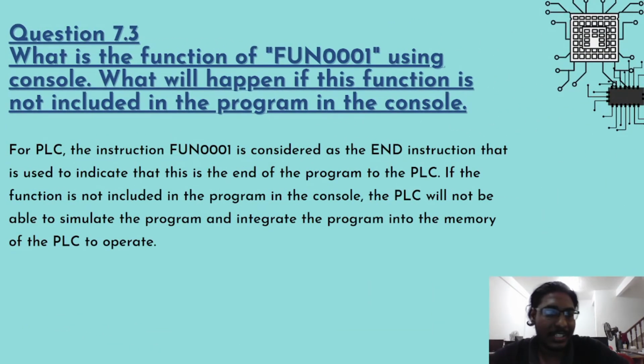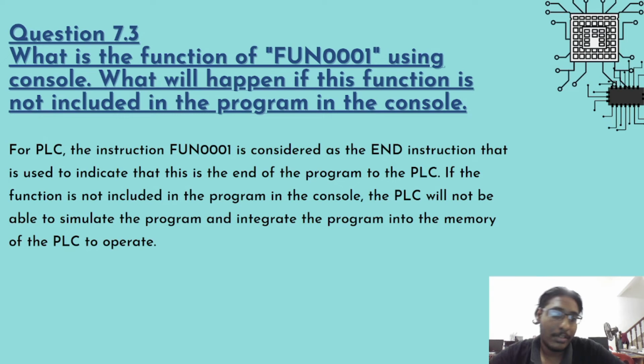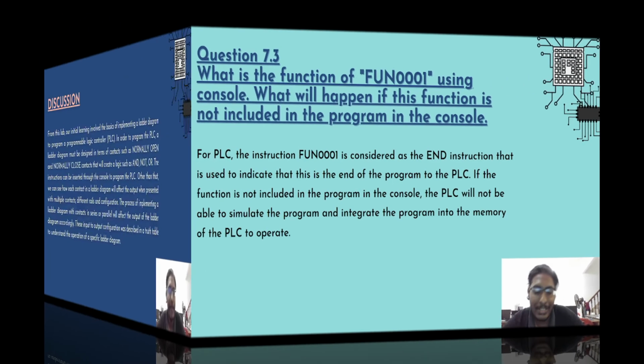Now, for question 7.3, what is the function of END 01 using the console? What will happen if this function is not included in the program in the console? For PLCs such as Omron PLCs, the instruction END 01 is the end instruction that is used to indicate to the PLC that this is the end of the program. If the function is not included in the program on the console, the PLC will not be able to simulate the program and integrate the program into the memory of the PLC to operate.